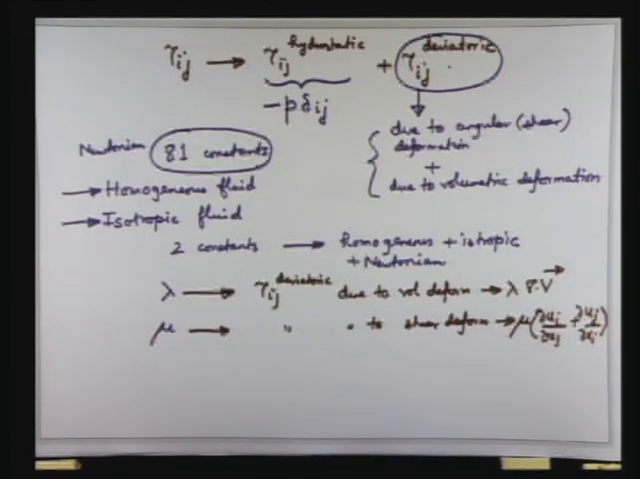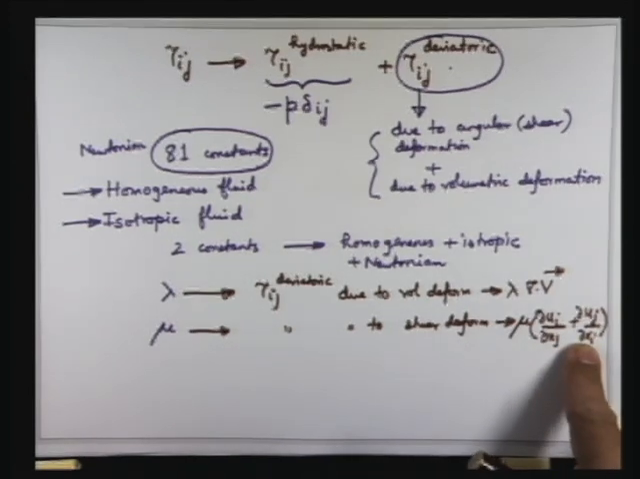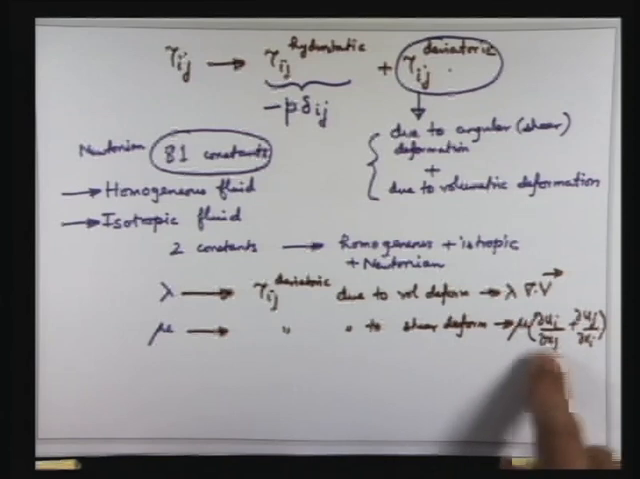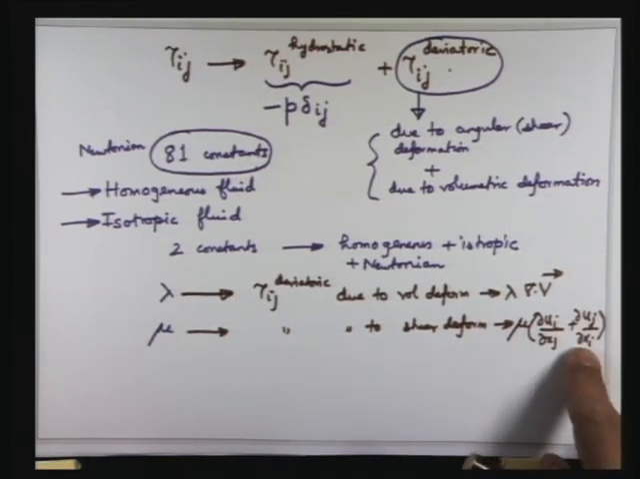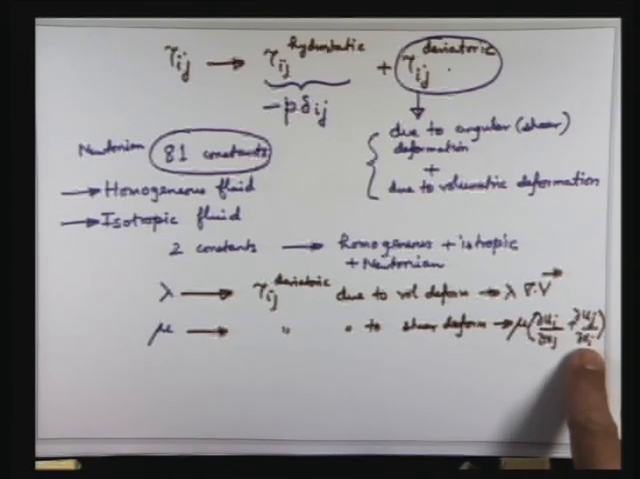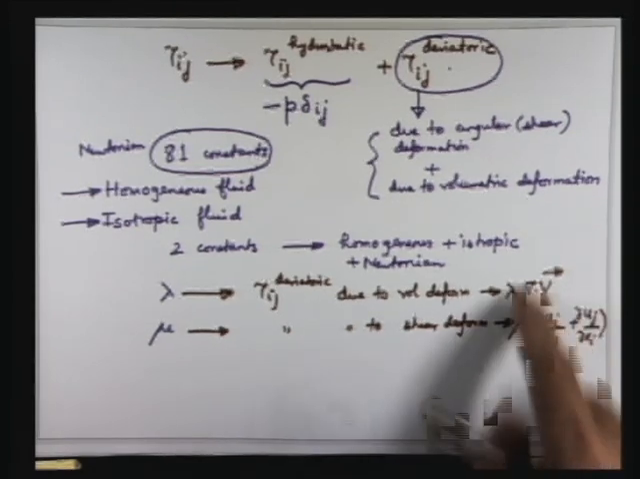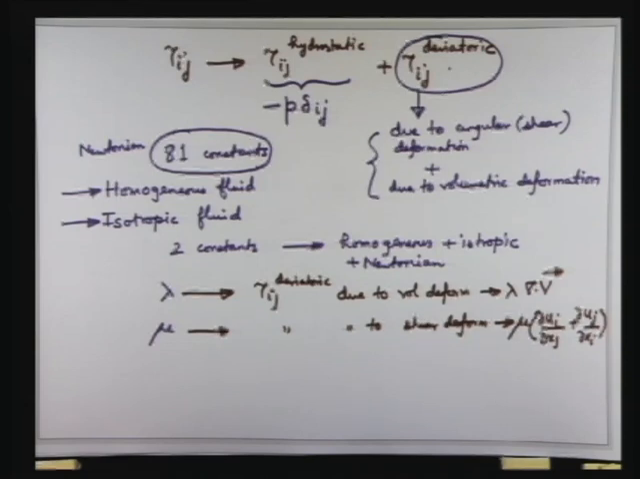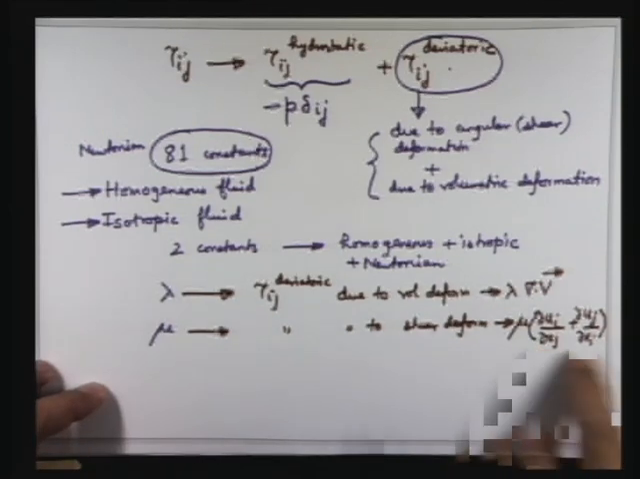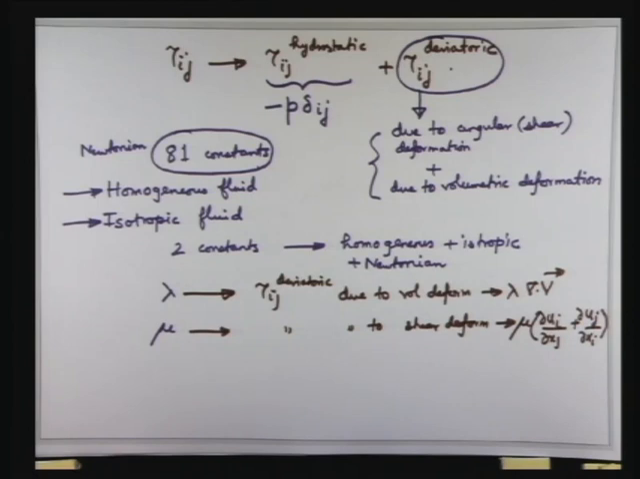Maybe you follow this term, but I will just give you an example. This is like V is u2 and U is u1, and x1 is x. So del V del X plus del U del Y. These are the cross terms. So this is the rate of deformation expressed in index notation.